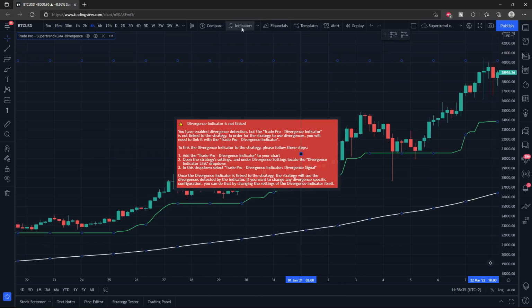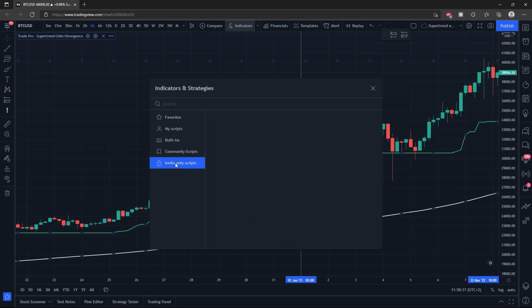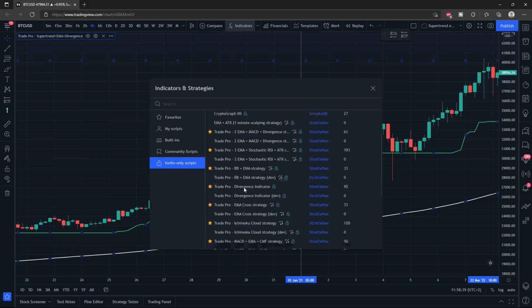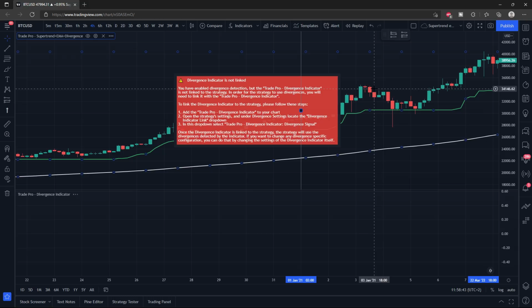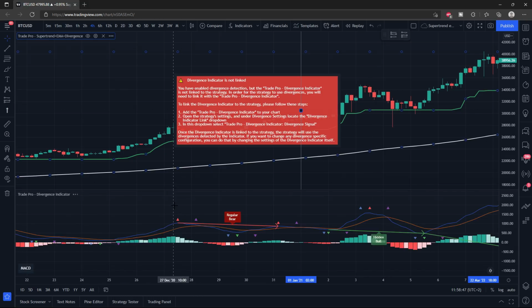to go over to our indicators, our invite only scripts, selecting the TradePro divergence indicator, popping it up onto your chart. Should load here in a sec. I have terrible connection at this hotel.